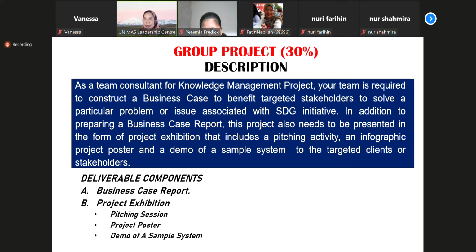So you are basically a team of consultants. You are going to construct a business case to solve a particular problem or issue associated with an SDG initiative. Besides preparing the business case report, this project also needs to be presented in the form of a project exhibition that has 3 components: a pitching session, a project poster, and a demo of a sample system.